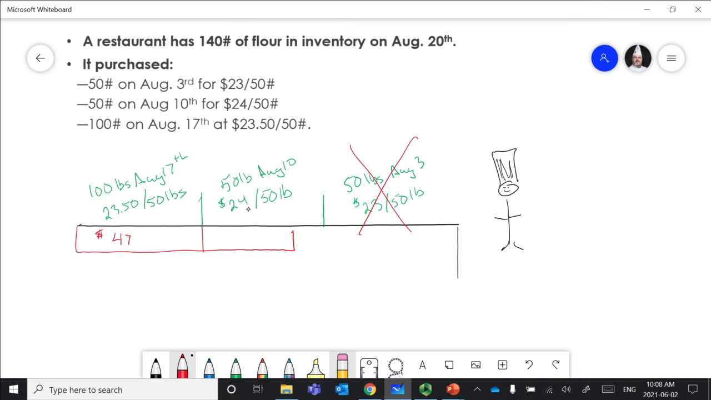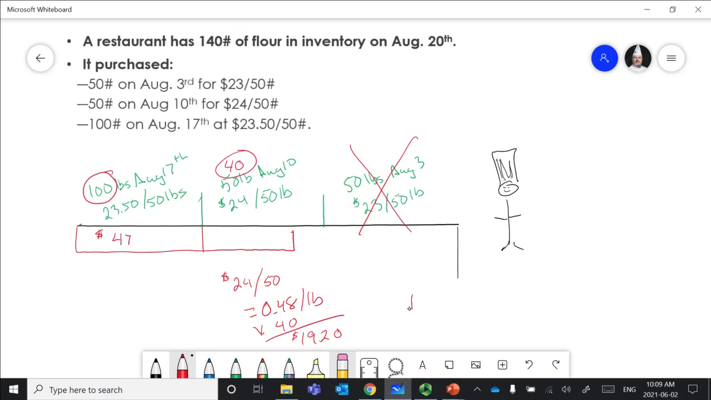Now the trick comes in. Out of the $24 order, we only have 40 pounds left, right? Because this was 100 pounds and we had 140, so I'm looking for 40 pounds out of this order. We need to figure out our price per pound, and we can do that by taking our $24 and dividing by 50, which gives us a price per pound of 48 cents. If we had 40 pounds, we multiply times 40, and we end up with $19.20.